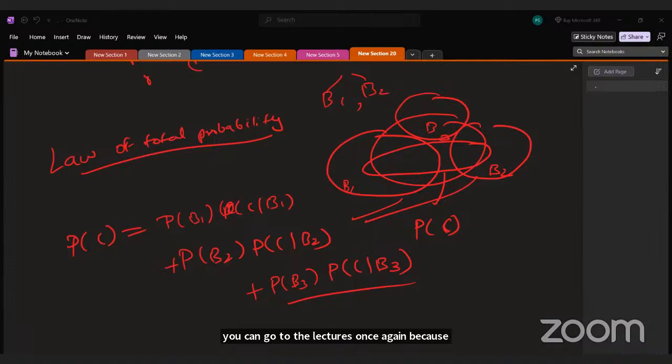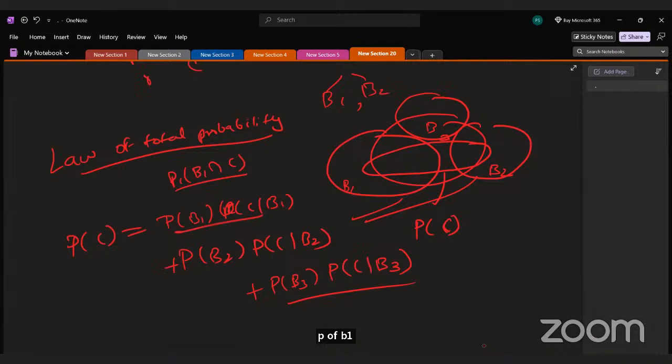Got it, Rosni? Yes, sir. Sir, in this formula, can we use P of B1 intersection C plus P of B2 intersection C plus P of B3 intersection C? I think that's the same, no? It's the same. Yes, sir. Okay, sir. Thank you so much, sir.